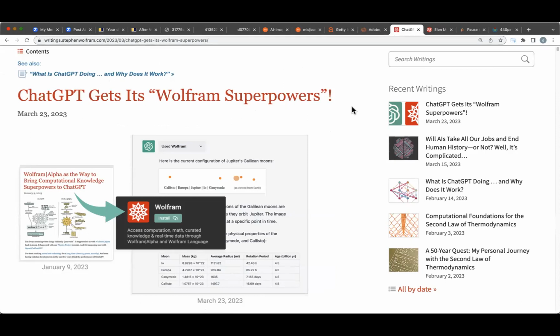ChatGPT is notoriously bad at math. Anyways, there's a plugin now from Wolfram Research that adds to its math capabilities. So that's a plus.